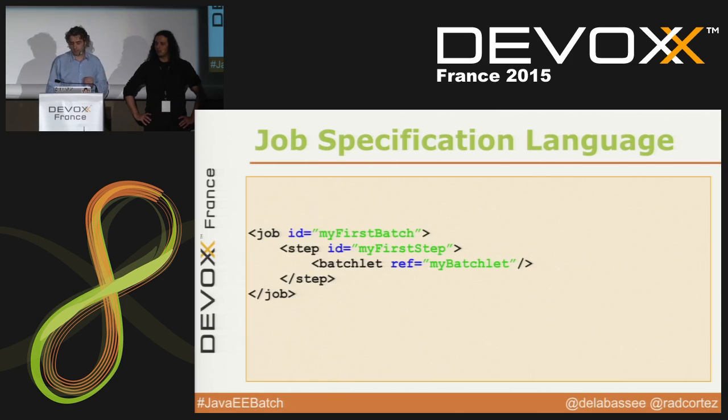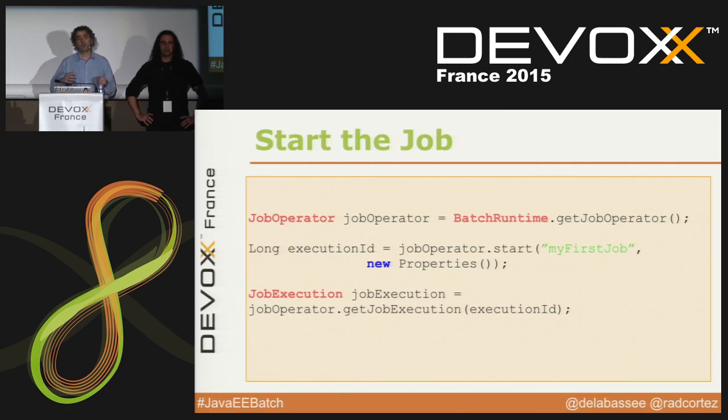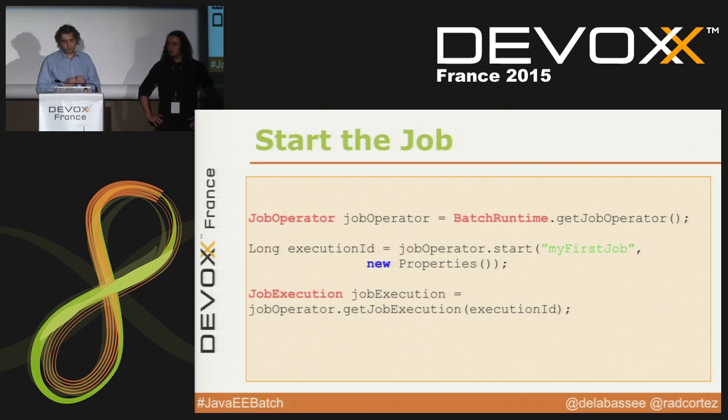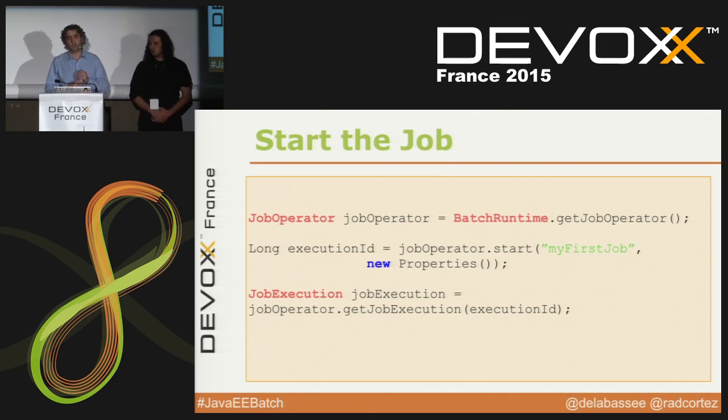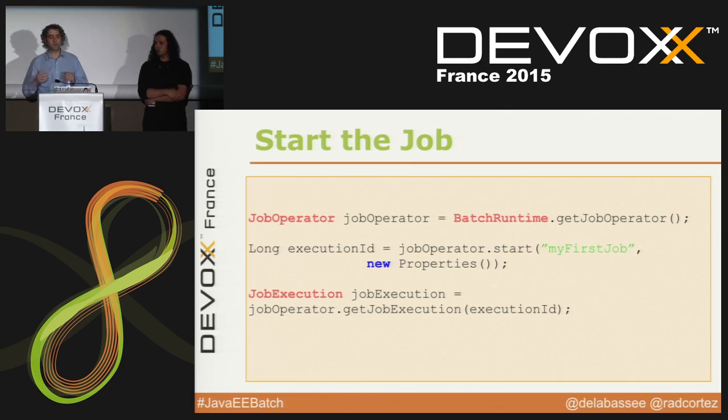So we have that. Now what we need to do is actually start the job. For that, you might remember one of the earlier slides, we had this diagram with the job repository, and we had what was called by the specification the job operator. Again, the name is a bit misleading because the job operator is really an API that you can use to control your job. So you can use the job operator API to start a job, also to stop a job, to get the status of a job, and so on. So how does it work? I need to have an instance of a job operator that I get through the batch runtime, fairly easy.